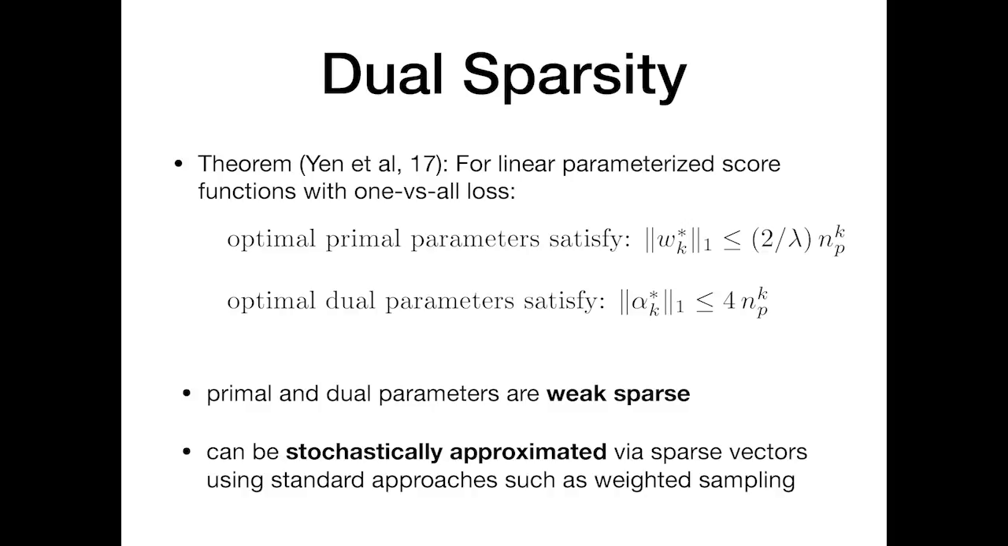And so the upshot is that the primal and dual parameters are weak sparse under the NPL sparsity assumption, which all of you would agree is very reasonable. And so if it's weak sparse, I can stochastically approximate it by a hard sparse thing, a vector, by just standard approaches such as weighted sampling that I'm not going to go into.